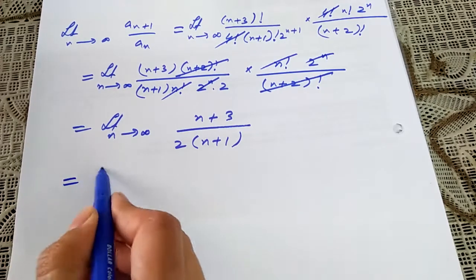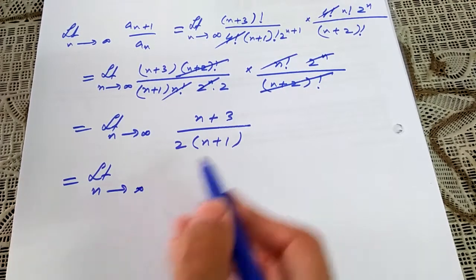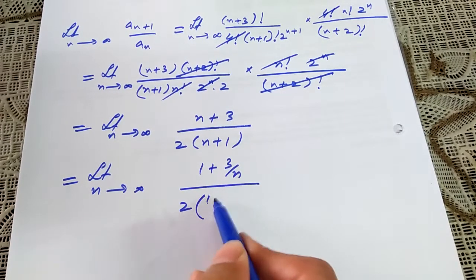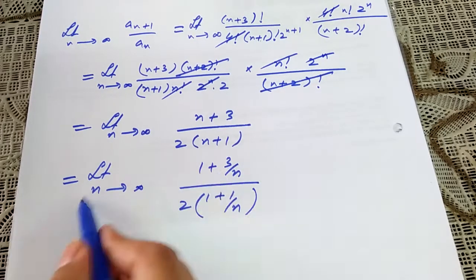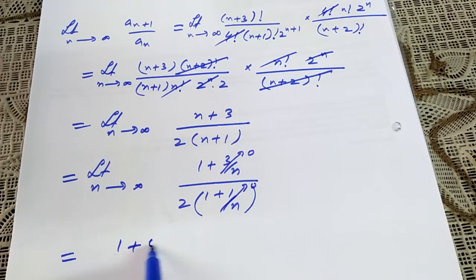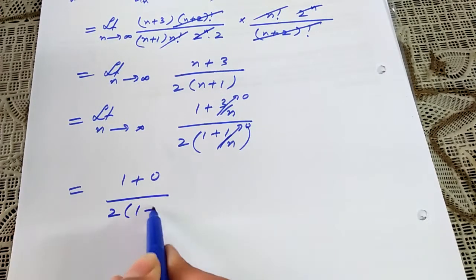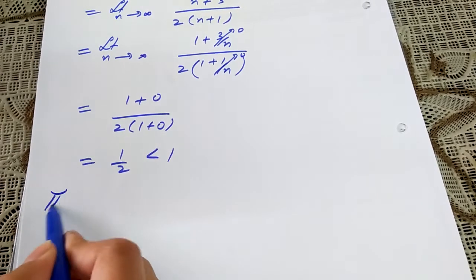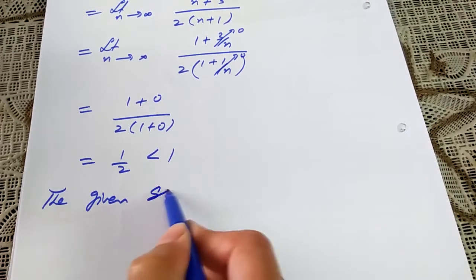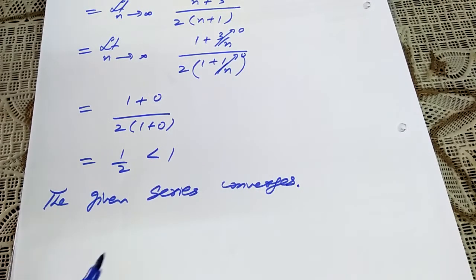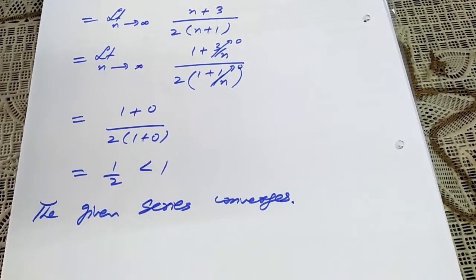Take n common and cancel with each other, the numerator and the denominator. You will get here (1 plus 3 over n) over 2 into (1 plus 1 over n). Now after applying the limit, this term goes to 0 and this term goes to 0. So you will get here (1 plus 0) over 2 into (1 plus 0), so you will get 1 over 2, that is less than 1. So the given series converges. Now in the next part, we will do the Cauchy's root test from question number 11 to question number 16.